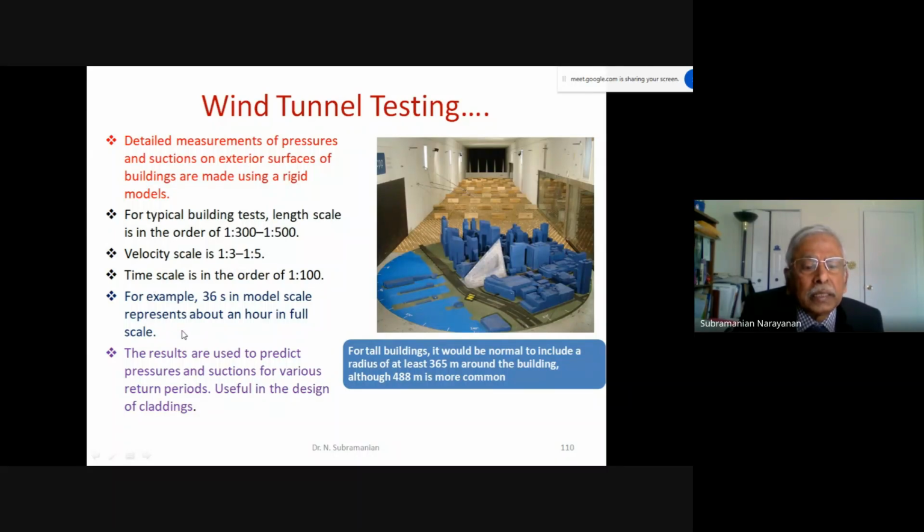For example, 36 seconds in model scale represents about an hour in full scale. The results are used to predict pressures and suctions for various return periods. They are used in the design of claddings. For tall buildings, it would be normal to include a radius of at least 365 meters around the building, although 488 meters is more common.